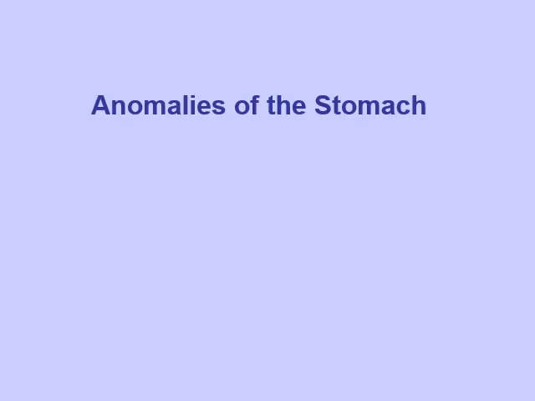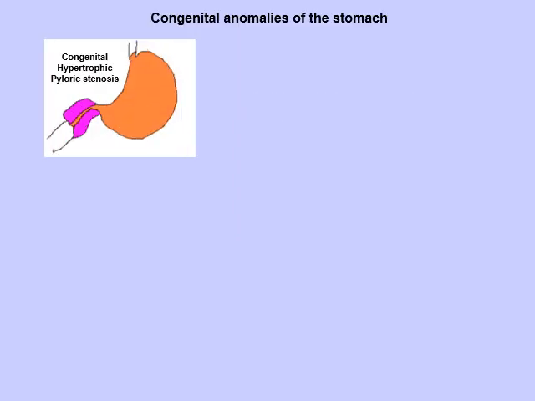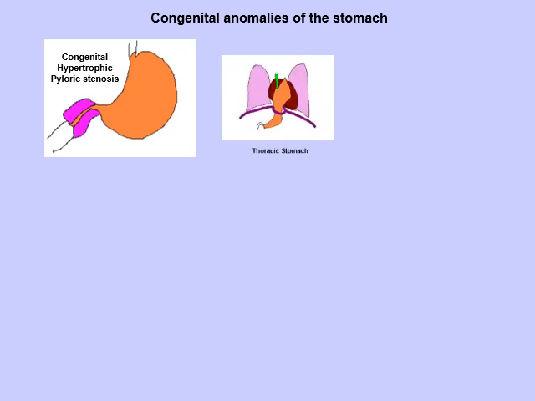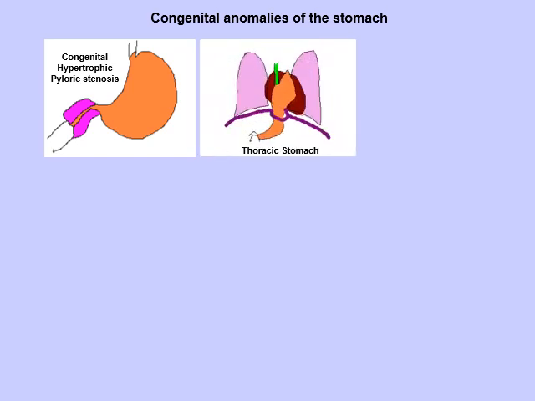Anomalies of stomach: congenital hypertrophic pyloric stenosis, narrowing of the pyloric part or failure of its recanalization. Thoracic stomach, it's due to short esophagus which pulls the stomach upward through a hernia in the diaphragm, or pulling it upward to the thorax.